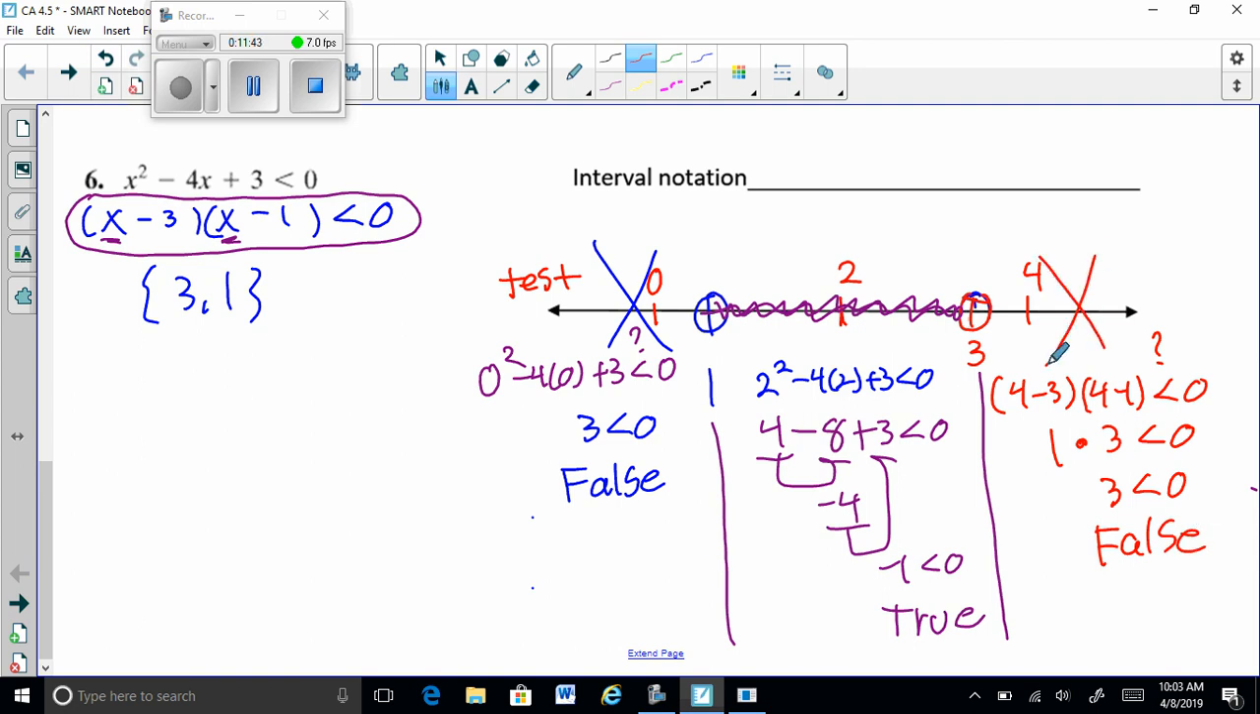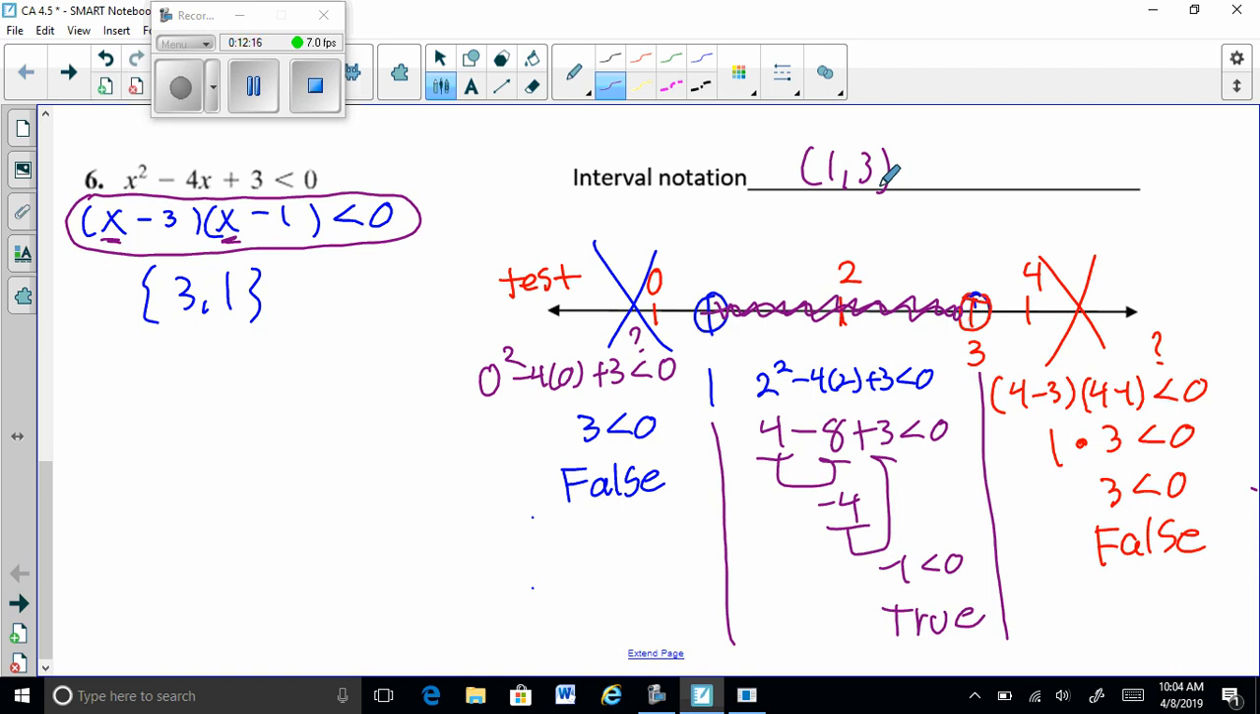Anyways, hopefully you saw what I did there. I was just plugging it into the factored form, and it doesn't matter. You can plug it into either one. But as we move forward, we're going to start getting some higher powers, so it's probably going to be easier to plug it into the factored form to test it. So this interval is going from 1 to 3, and we want to use parentheses because we're not counting the endpoints.